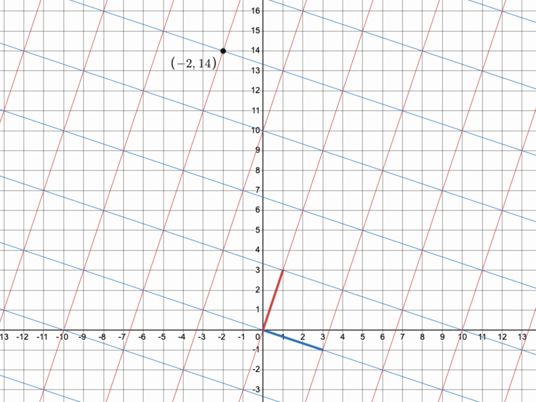In here we can see both grids at the same time. So using standard coordinates, I would go left 2 and then up 14 to arrive at this location. But using the new basis vectors, I would go the opposite direction of blue, but 2 copies, and then 4 copies in the direction of red. And that takes me to the same location.